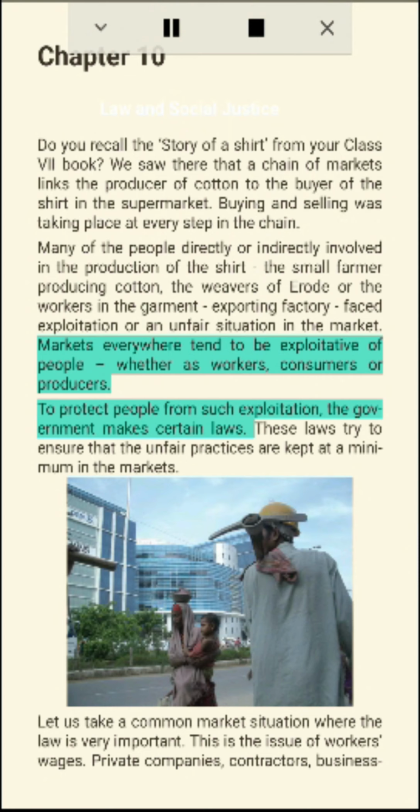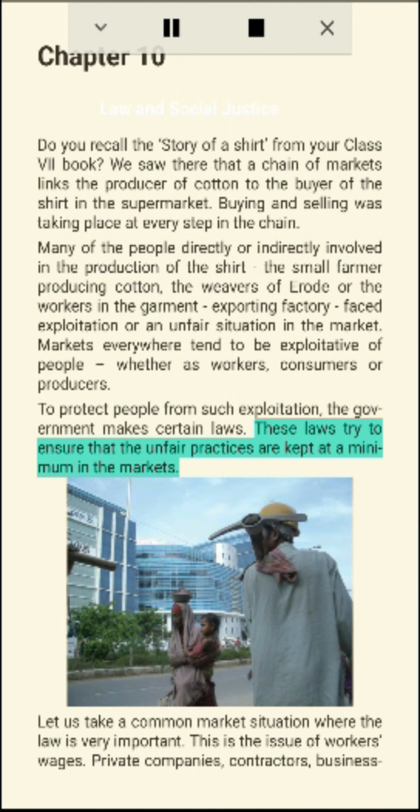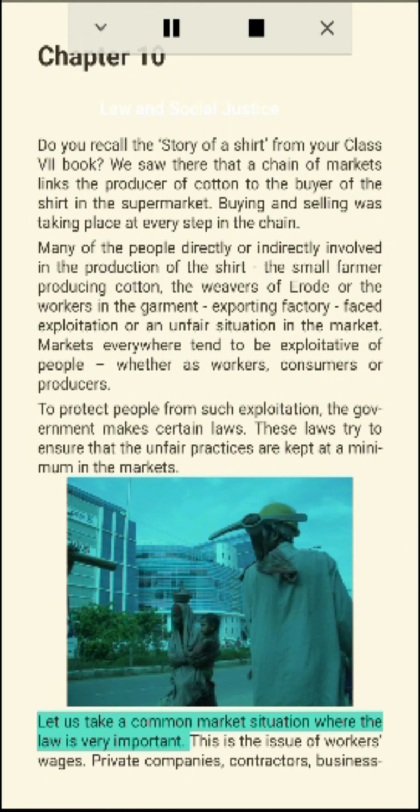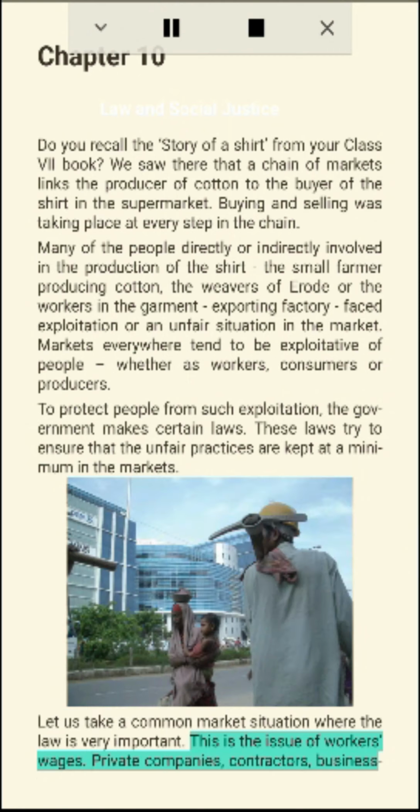Markets everywhere tend to be exploitative of people, whether as workers, consumers, or producers. To protect people from such exploitation, the government makes certain laws. These laws try to ensure that the unfair practices are kept at a minimum in the markets. Let us take a common market situation where the law is very important.